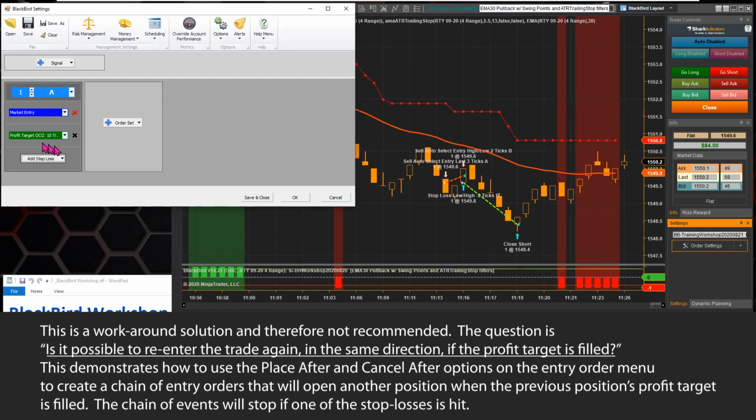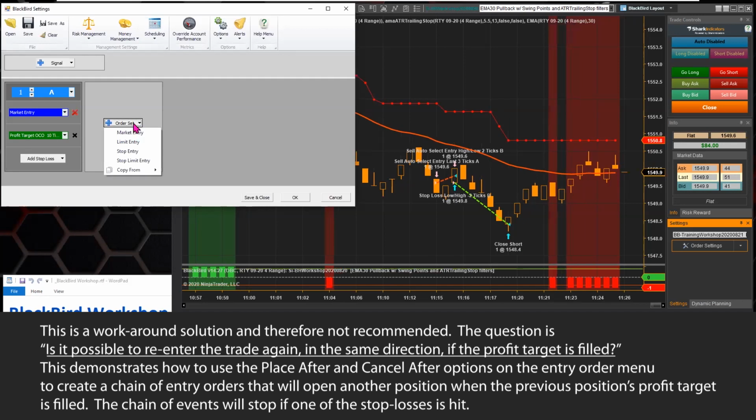All right, so if you want to re-enter, this is the workaround I'm talking about. So again, this is a workaround. So workarounds always are problematic, right? There's always going to be some kind of inherent issue when doing workarounds. And I'll explain as I'm going along here. So let's see, we'll do another market entry.